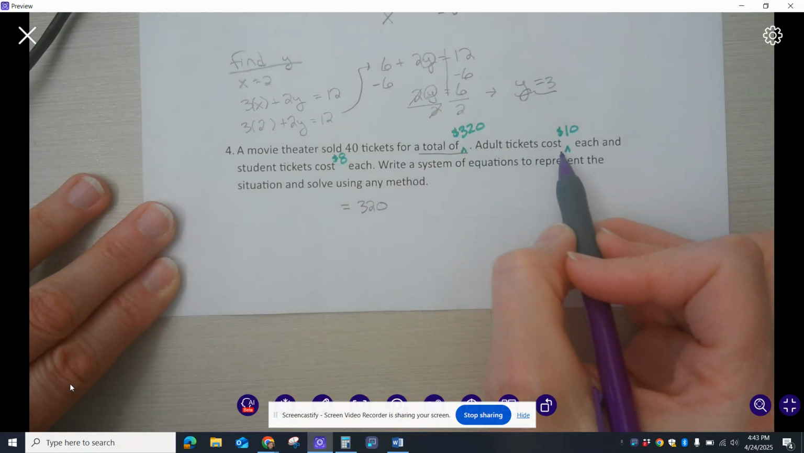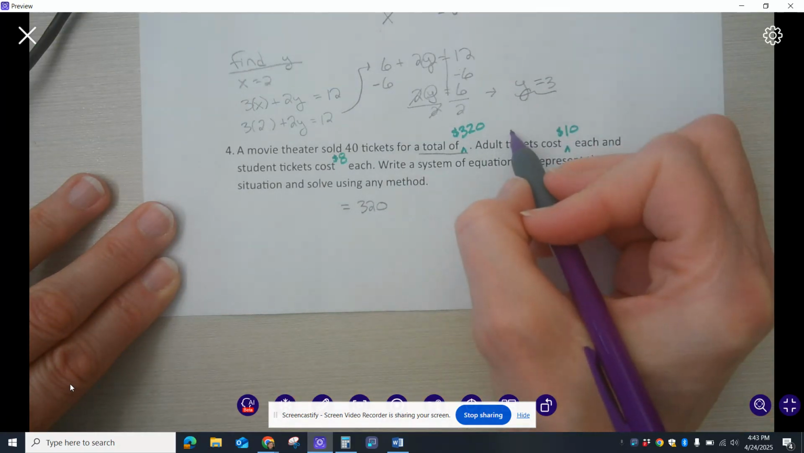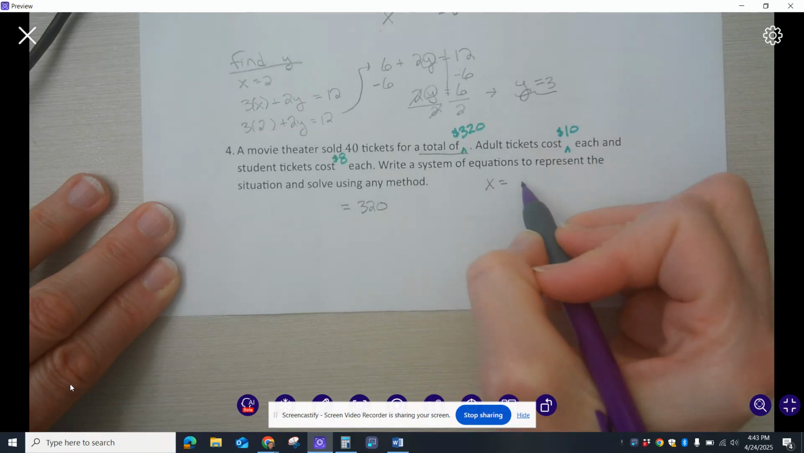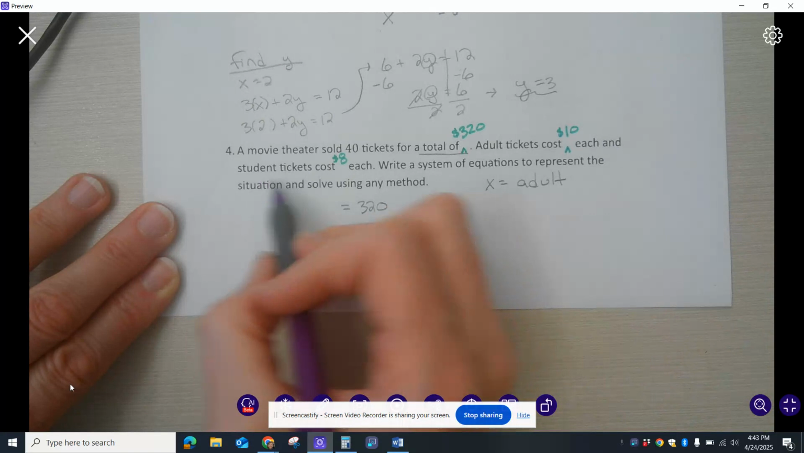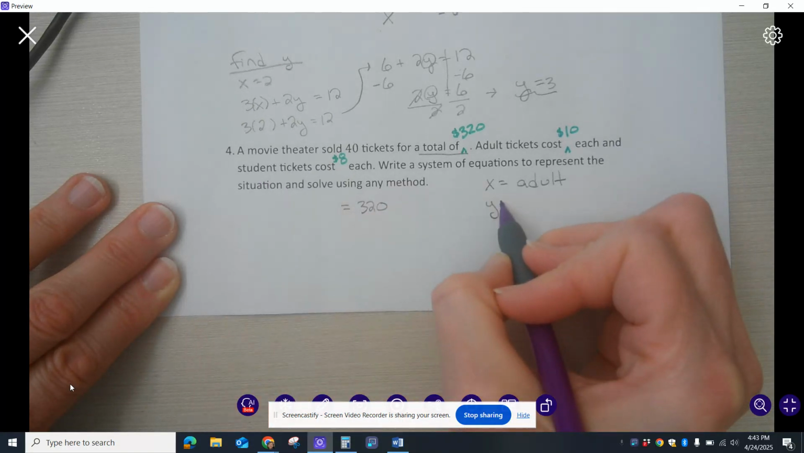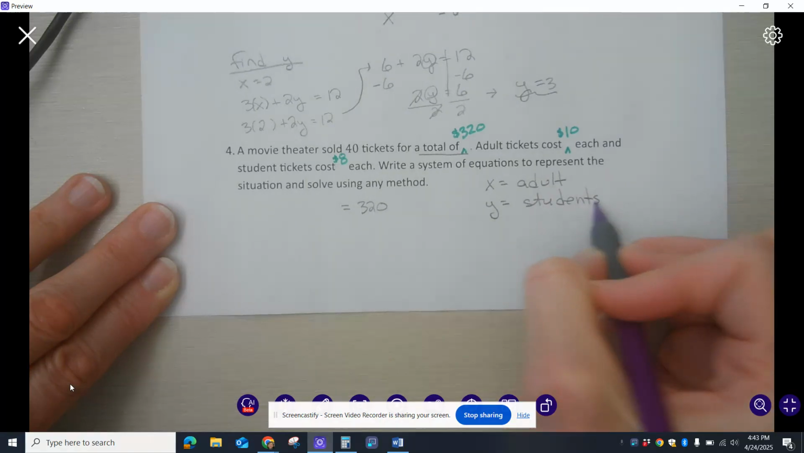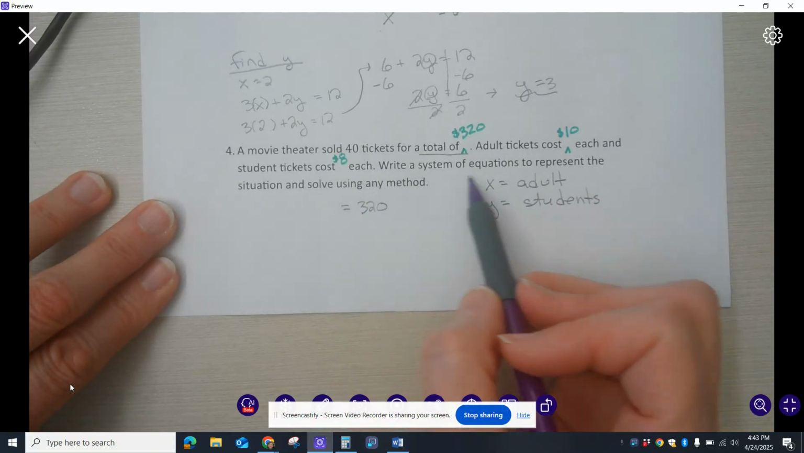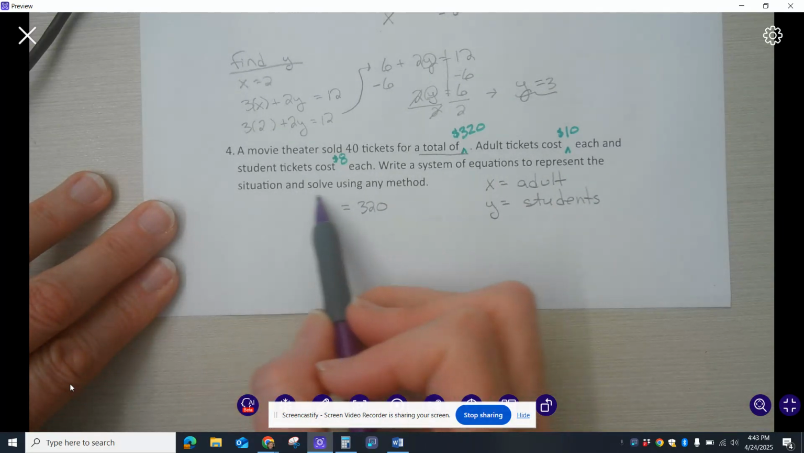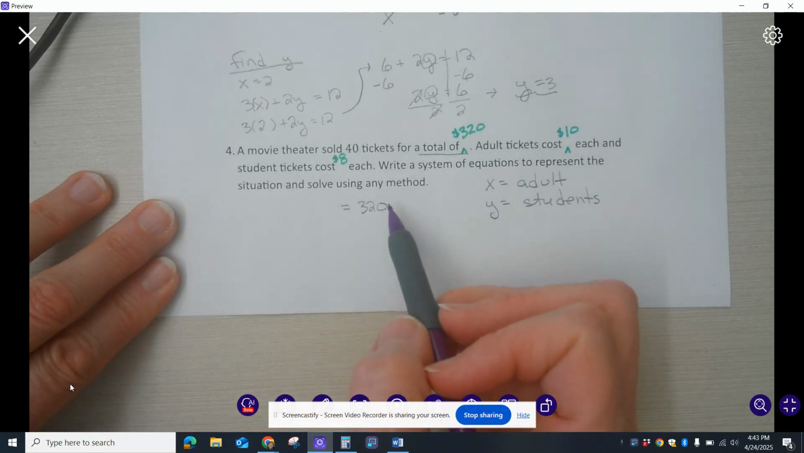Adult tickets cost $10. I'm going to define my variables and say X is going to be for my adult tickets, and student tickets cost $8, and I'm going to call student tickets Y. Write a system of equations to represent the situation and solve the system.